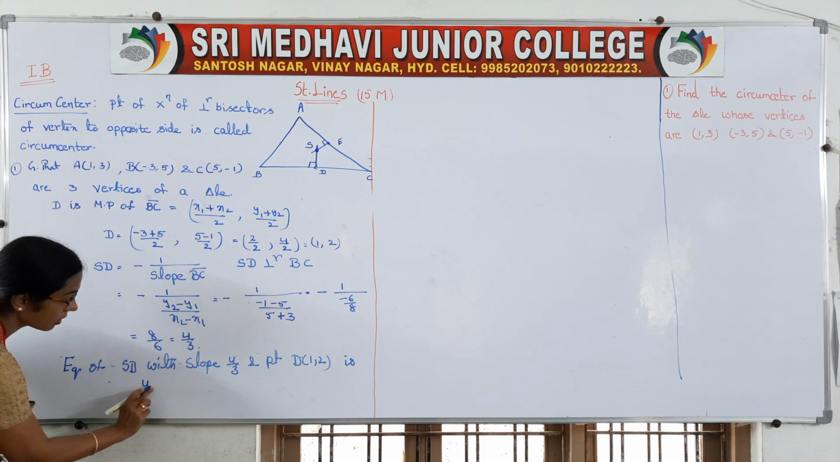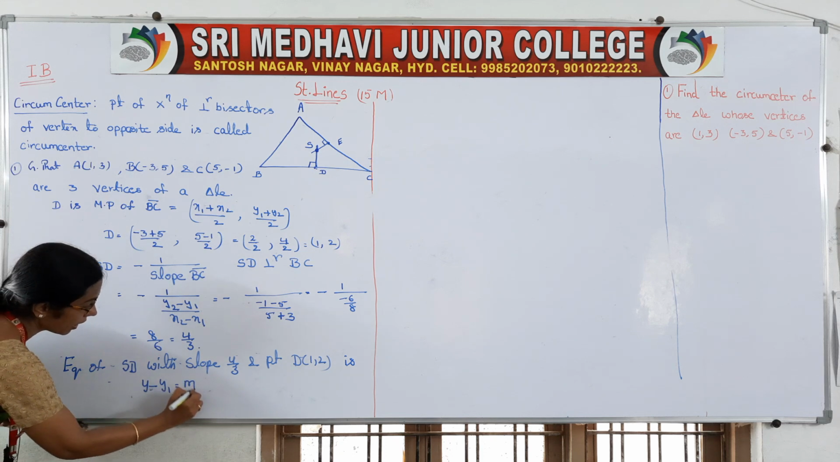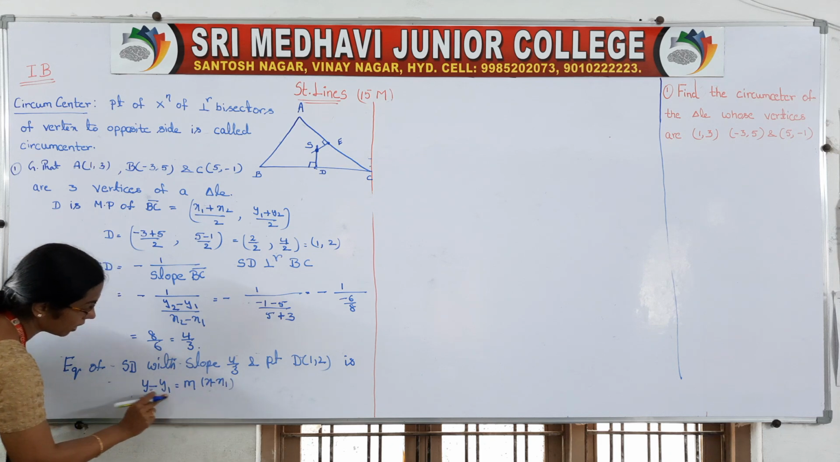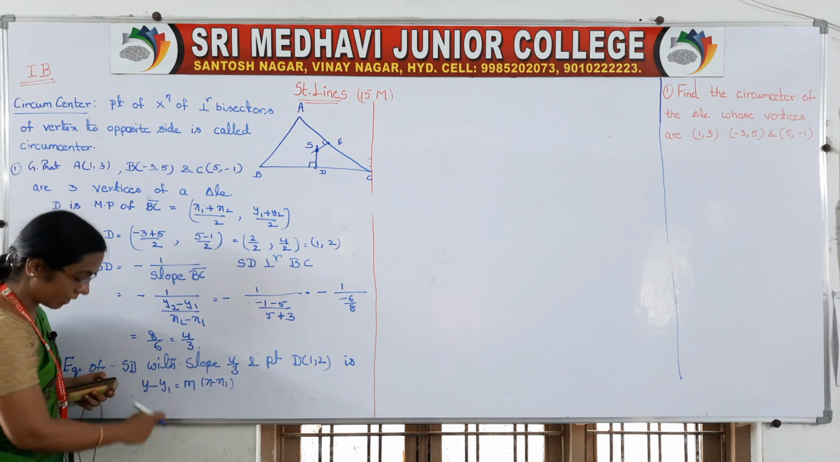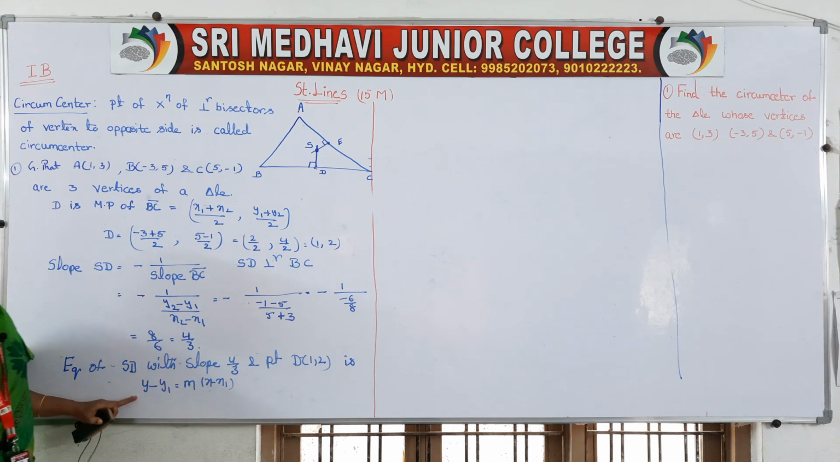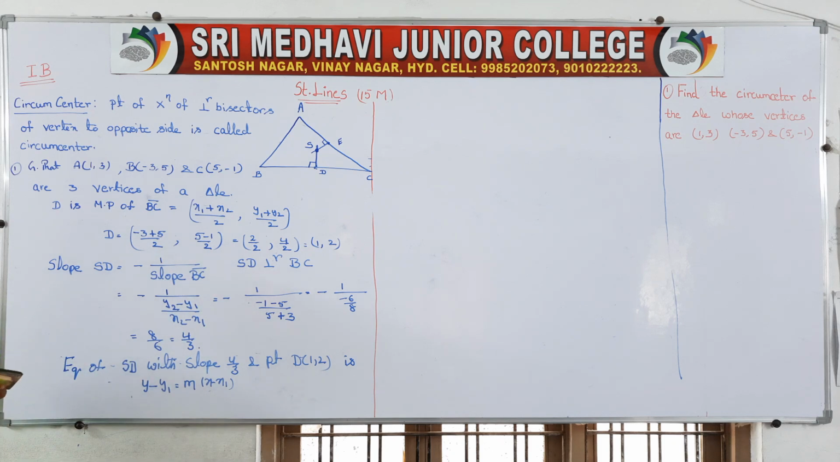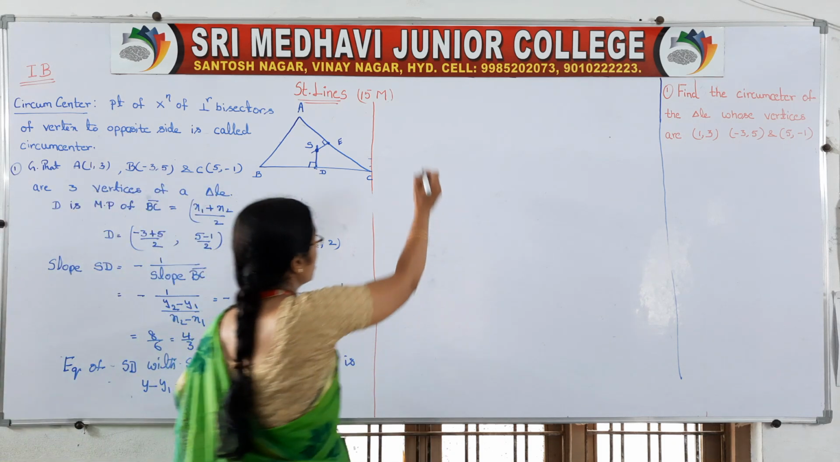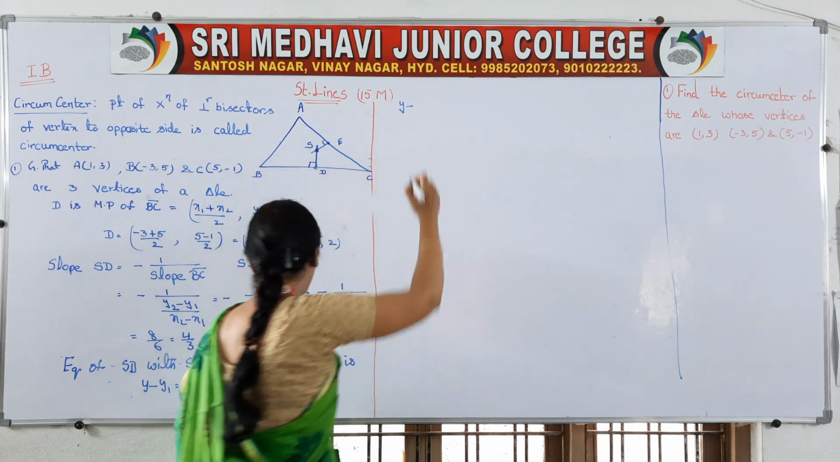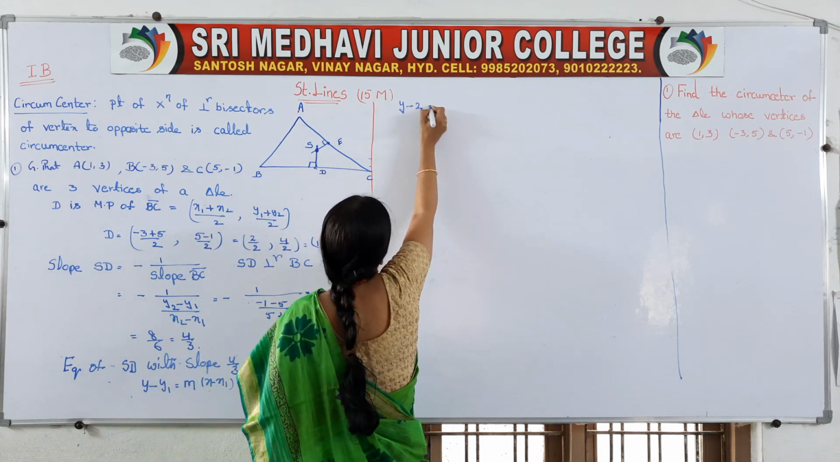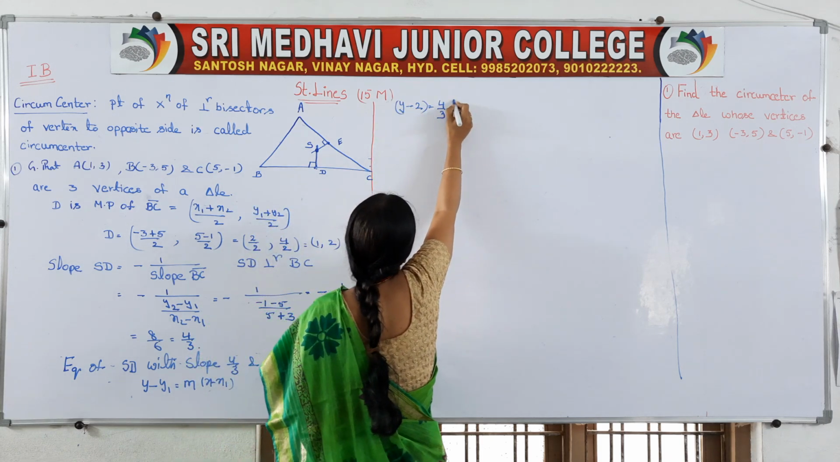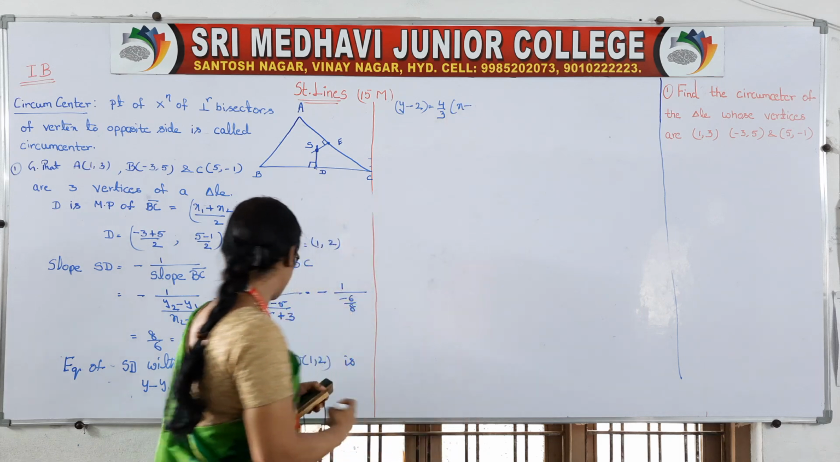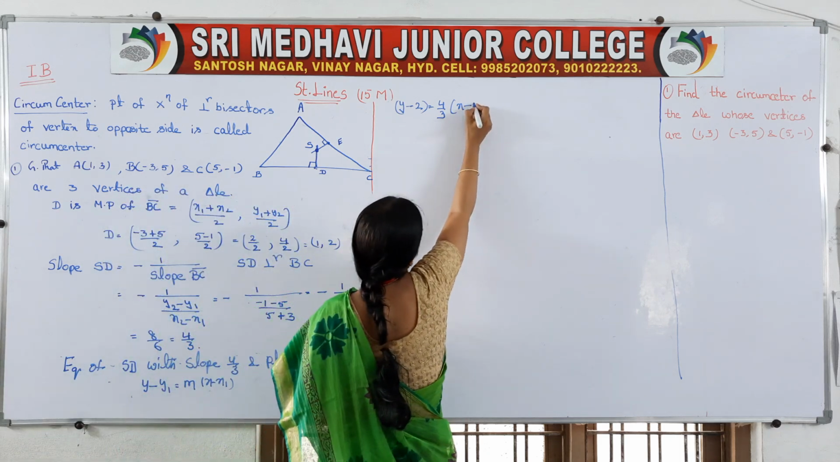What is the formula? y minus y1 is equal to m into x minus x1. If we know the slope and if we know the point, to write a straight line equation, we have to take this formula, y minus y1 is equal to m into x minus x1, where m represents the slope. So y minus y1, which is 2, is equal to m, the slope we got as 4 by 3, into x minus x1. What is x1? It is 1.